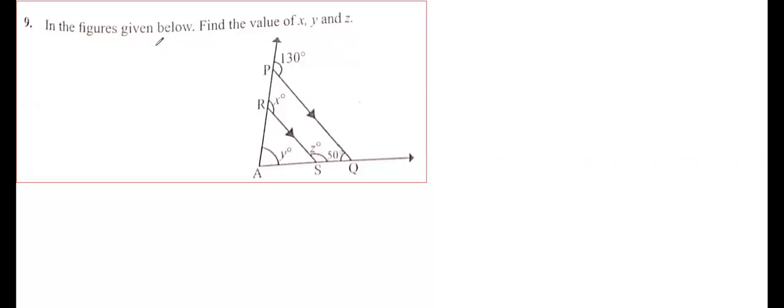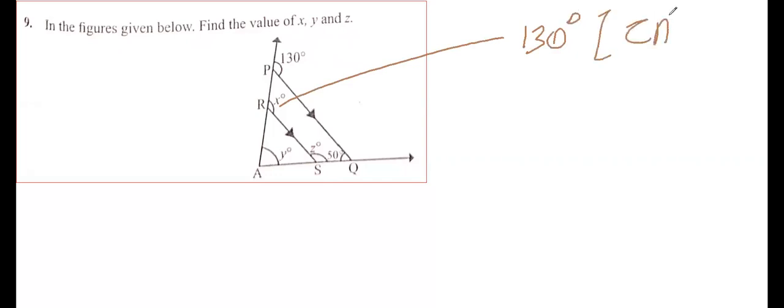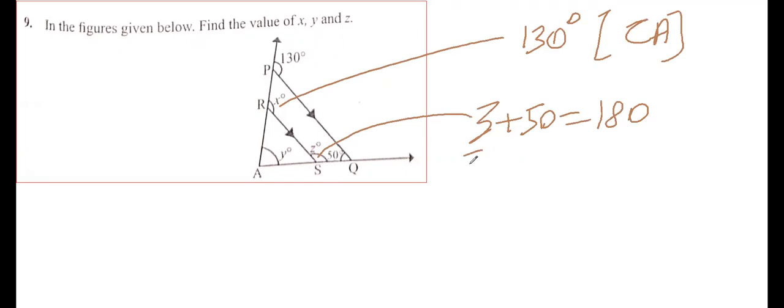Okay, so in the figure given below, find the value of x, y, and z. This arrow sign indicates that PQ and RS are parallel. If these are parallel, this is the transversal. So x I can very easily get, that is 130 degrees. The reason: corresponding angles. Similarly, this and this are parallel and this is the transversal. So z I can very easily say that z plus 50 is equal to 180, and the value of z will be 180 minus 50, that comes to 130 degrees.